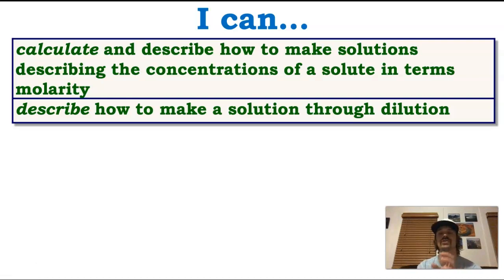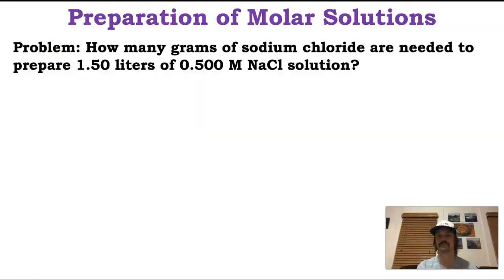So how do we do that? I'm going to go over first a couple examples, and then we're going to do a few problems from today's homework. All right, the first problem. How many grams of sodium chloride are needed to prepare 1.5 liters of 0.5 molarity NaCl solution?